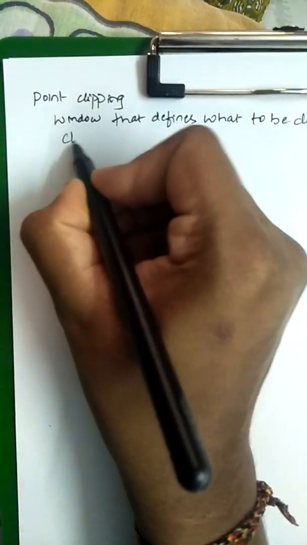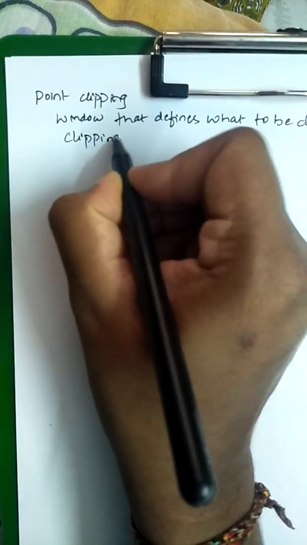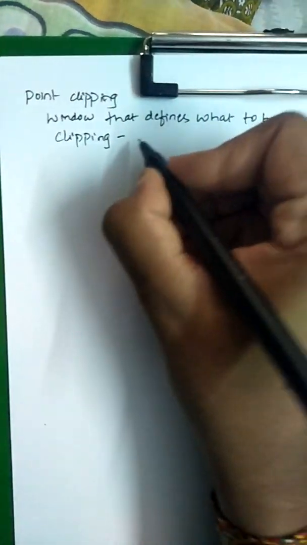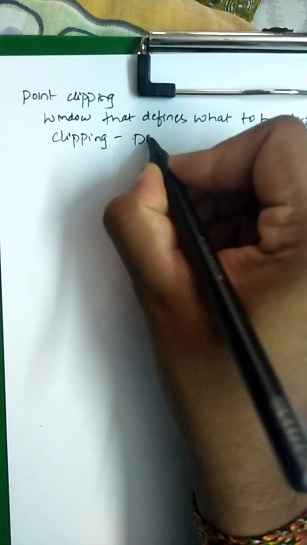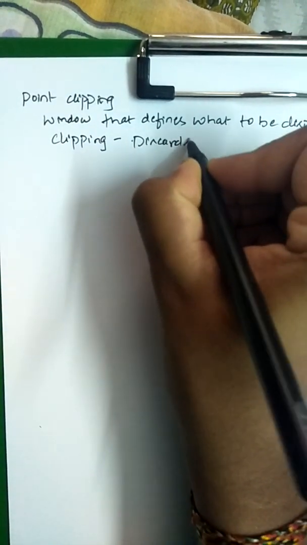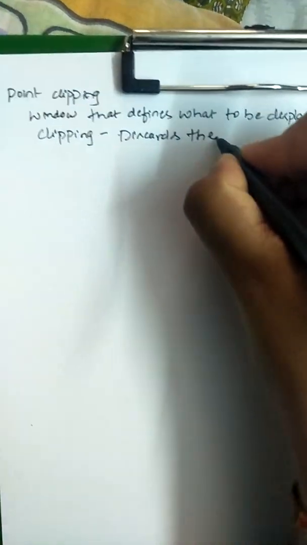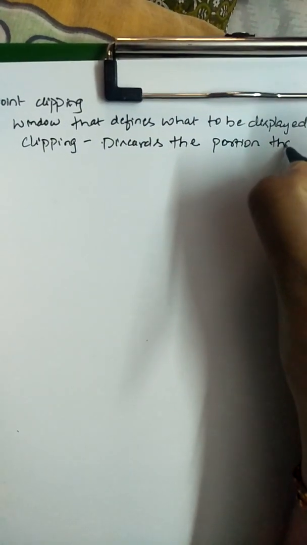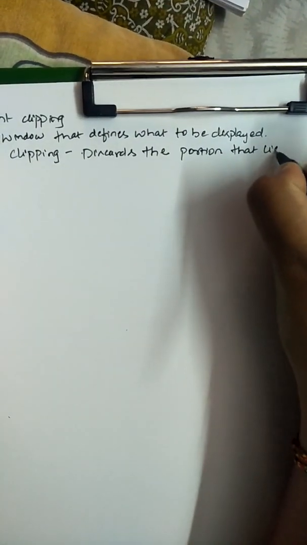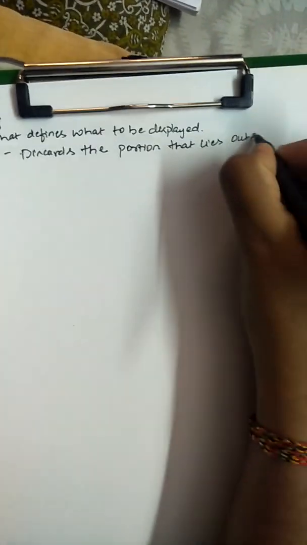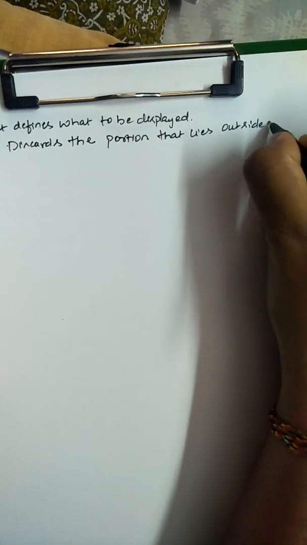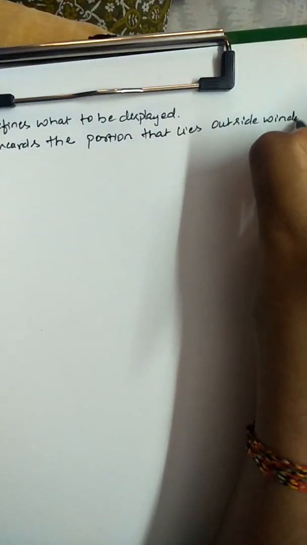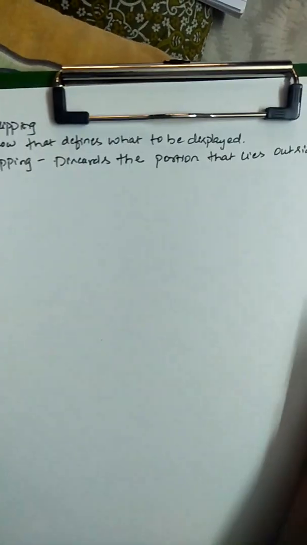So what is clipping then? Clipping discards the portion that lies outside the window. So we call that as clipping.